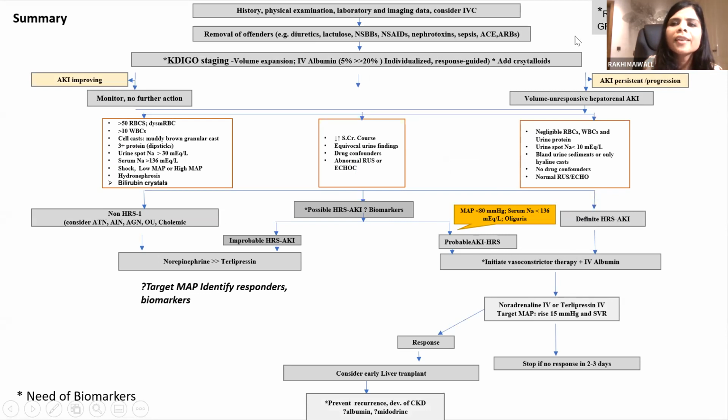HRS AKI. First is to rule out underlying chronic kidney disease, give an appropriate volume expansion, rule out all the offending agents, see for AKI progression or persistence. In the ICU, use the urine output criteria. If your patient is volume unresponsive, look for a urine microscopy, use biomarkers if at all you are using them at your center. Initiate vasoconstrictors, norepinephrine or terlipressin in decompensated cirrhosis, with terlipressin preferable in ACLF patients.